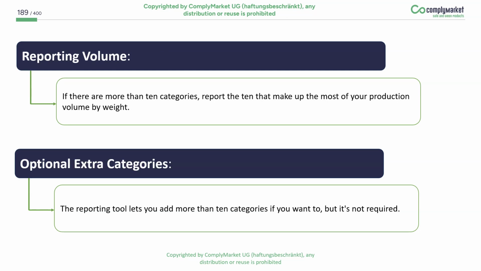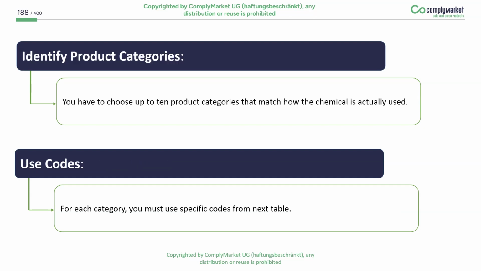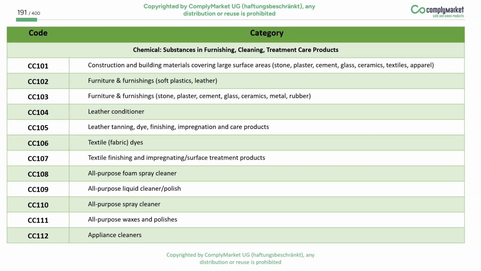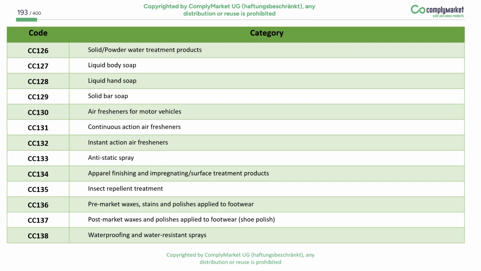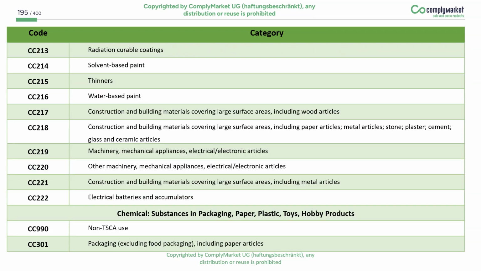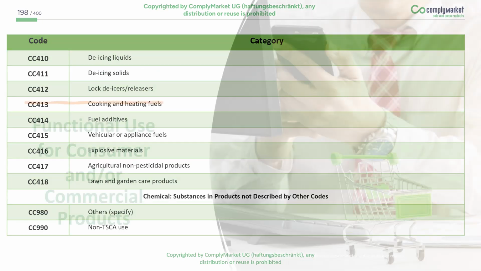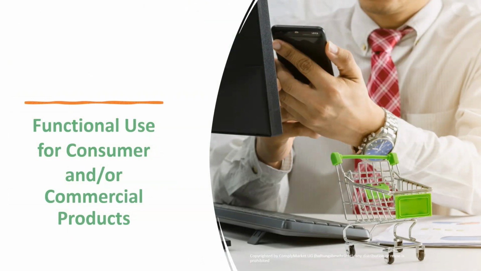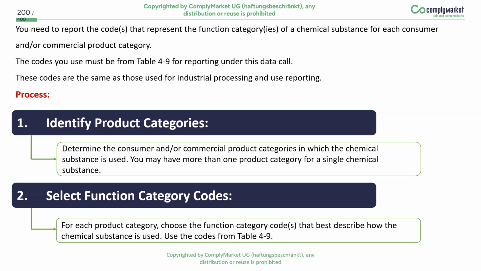So I jump to the codes directly. Those are the codes of use that you need to enter within the system. It is beneficial for you to know them now, so you get all the information prepared. Functional use for consumer and commercial products: you need to report the codes that represent function categories of the chemical substance for each consumer or commercial product category.